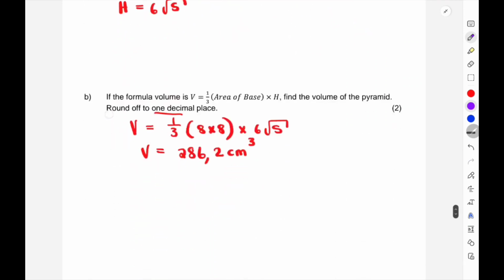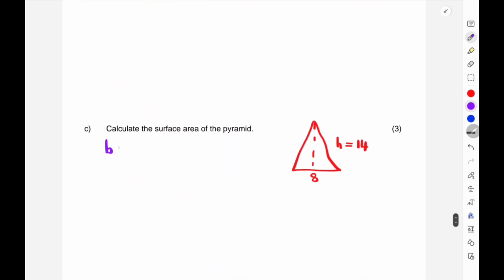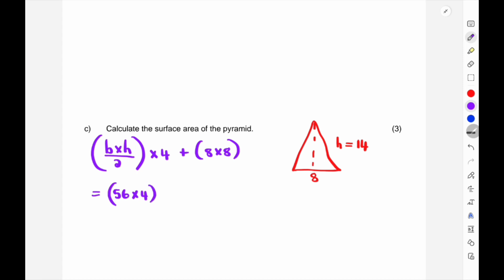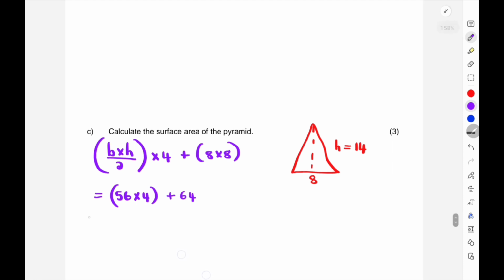Okay, so the surface area of it is going to be base times height divided by 2. All of that I'm going to times by 4, and then I'm going to add the area of the base. Hope that makes sense. So base times height divided by 2 gives you 56, times 4 plus 64, which gives you 288, and again centimeters squared because it's the surface area.